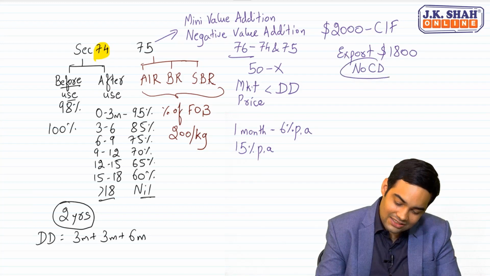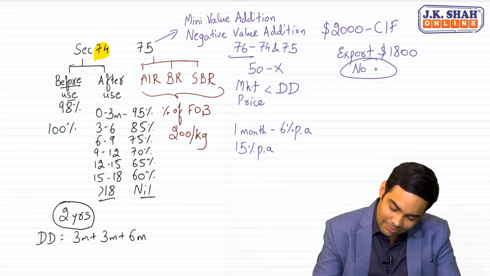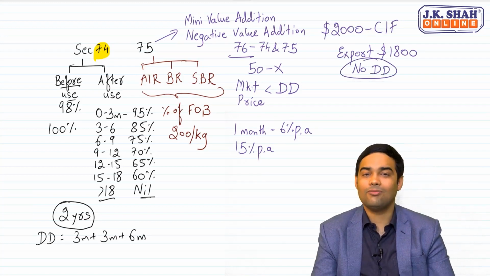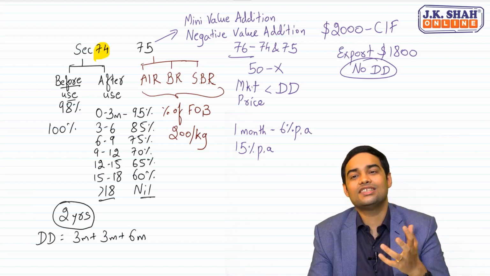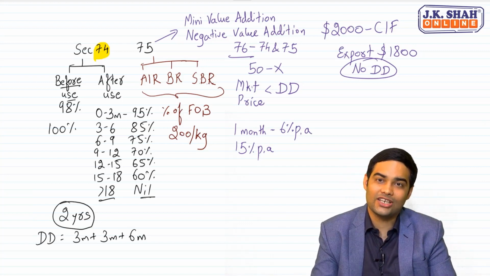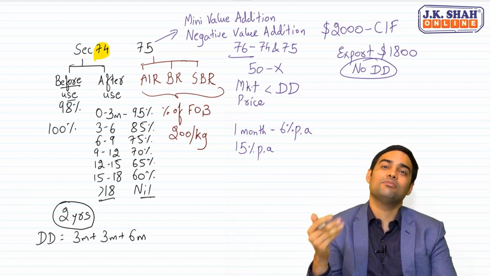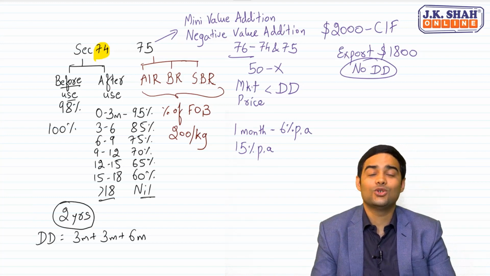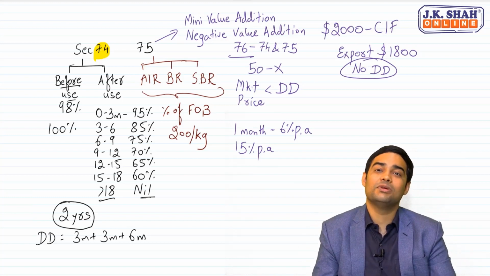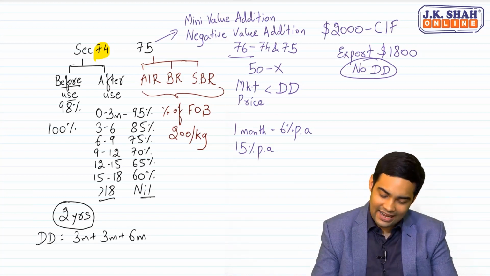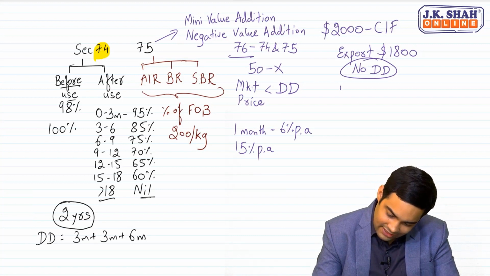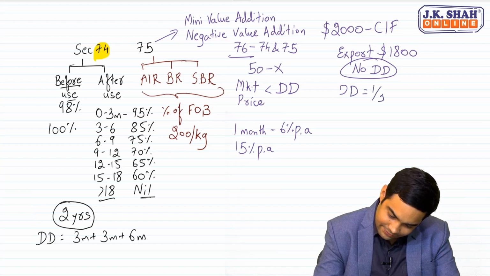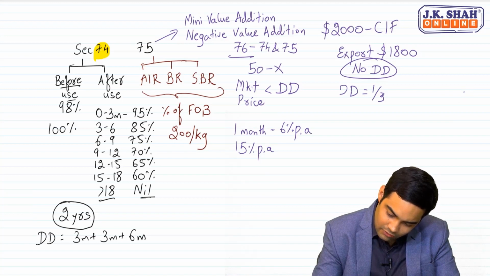So in some cases, government can mention minimum value addition. Say suppose government will say at least 40% minimum value addition. So for $2,000, 40% would be 800. So at least export should be $2,800. Only then you will be eligible for drawback. And then the maximum drawback is equal to 1/3 of market price. You cannot go beyond 1/3 of market price.